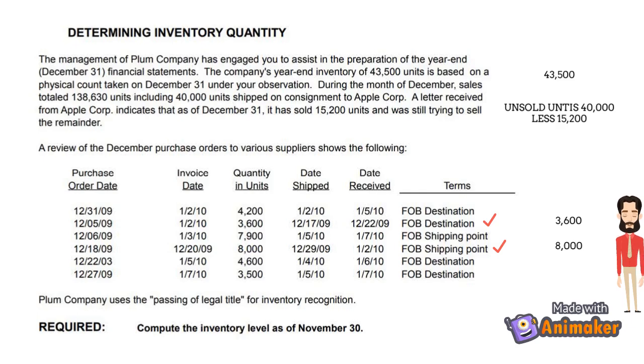Cost of goods sold can be computed as recorded sales of 138,630 units less 40,000 units consigned plus 15,000 units sold. Purchases with passed title: 3,600 units, F.O.B. destination, received last December 22nd, and 8,000 units, shipping point, last December 29th. Based on the following data we can now compute the beginning balance using the workback method.